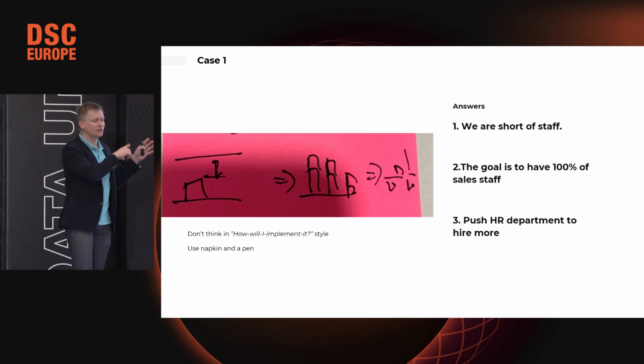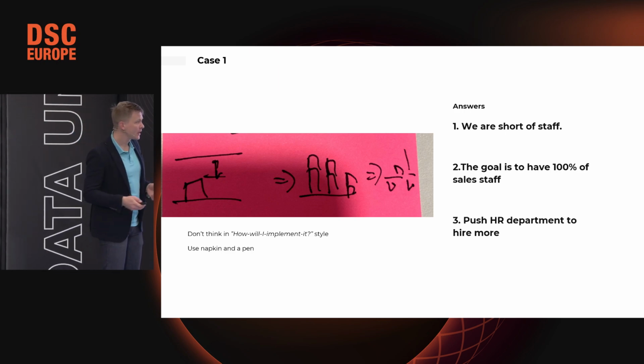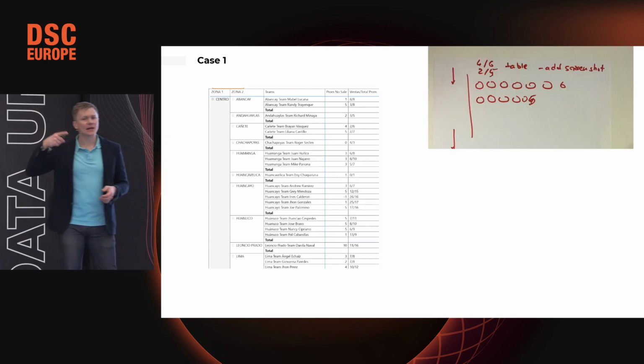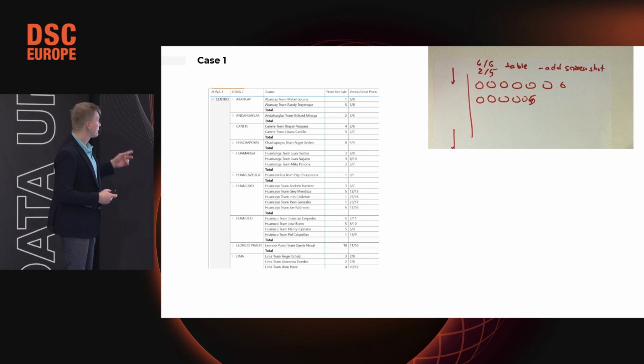Like, I have this problem. I need a visual solution for that. As soon as you think of it this way, you may come up with some solution that was not obvious at first. So let's have an example.